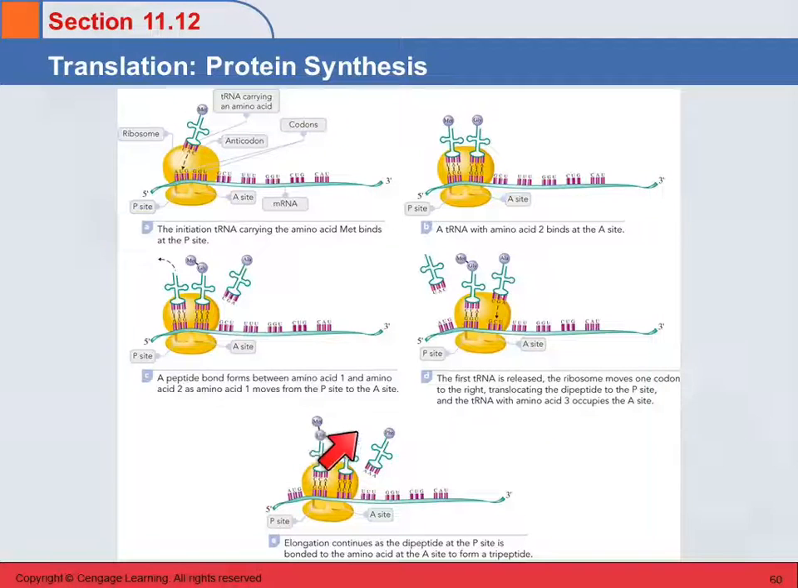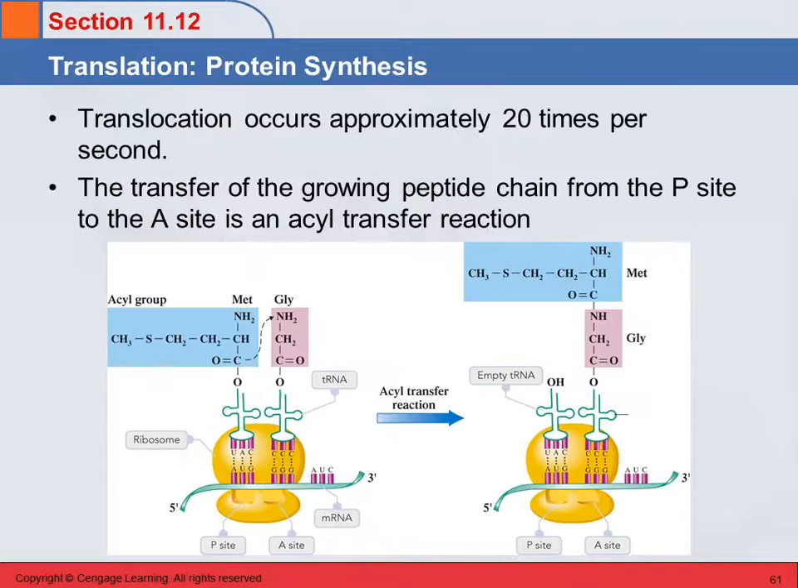And the protein that gets formed depends on what the code is that's on the mRNA. Some proteins are smaller, some are much larger. And then eventually it's going to come to a stop codon that will tell it to let go. The translocation occurs approximately 20 times per second. So you can imagine it, chunk, chunk, chunk, chunk, 20 times in 1 second. It's pretty fast.